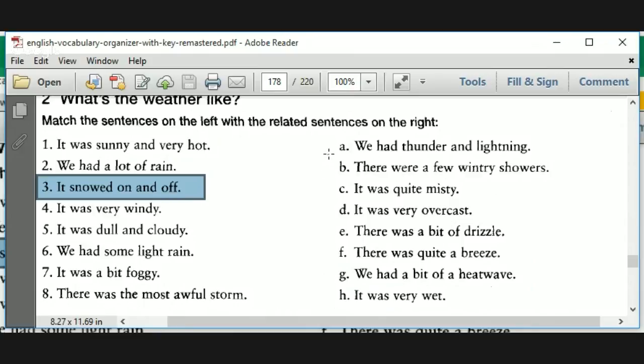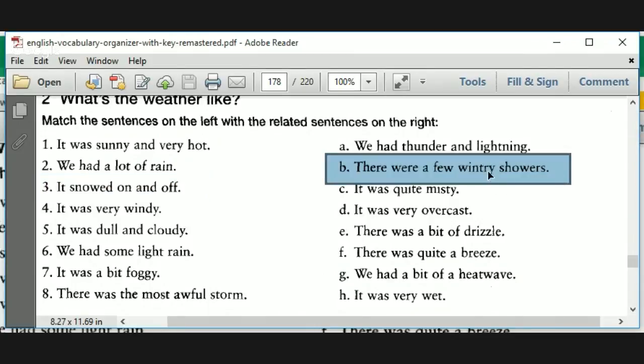Wintry showers. Wintry means like winter. It's an adjective that means it's like winter. And this is correct. Now, Americans, I've heard this used, but generally Americans use showers for rain, meaning on and off rain.